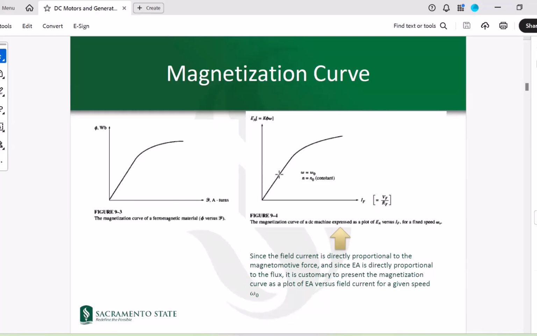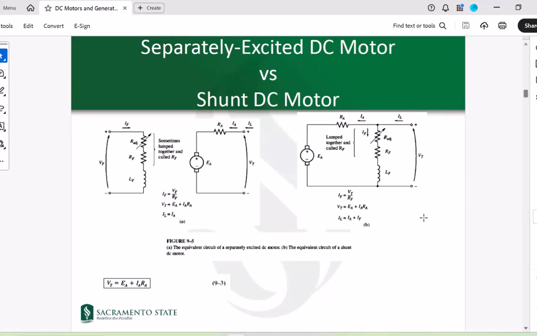So the same type of relationship is used as a magnetization curve of a DC machine expressed as a plot of EA versus IF for omega fixed. Keep that in mind, that this has to be basically expressed at a certain speed. So this means that if the speed changes, then EA has to be scaled up and down proportionally with the same proportion. So we can use this, as we will see later in the examples of how to use this magnetization curve. Let's look at basically two of the concepts here.